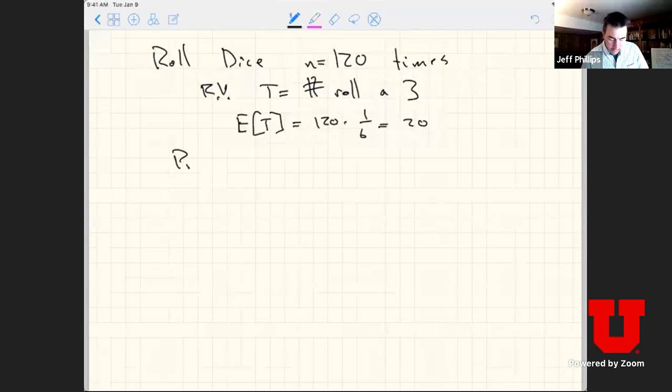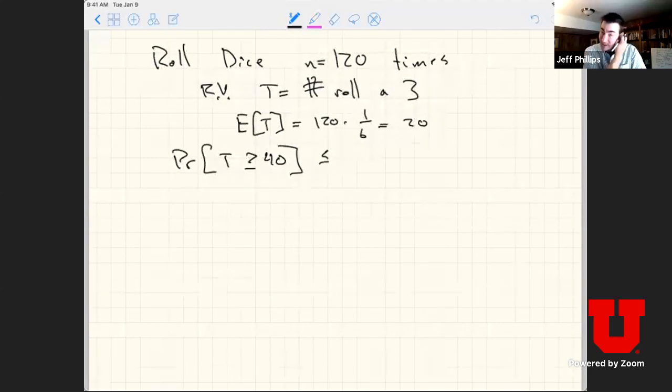I want to bound the probability that t is greater than 40. Okay, the probability I roll more than 43, so let's say greater or equal to 43. You can explicitly calculate this probability, but we aren't going to do that. We're going to use the Chernoff-Hoeffding bound and the Chebyshev inequality to get upper bounds on this probability, and we'll see how they work.